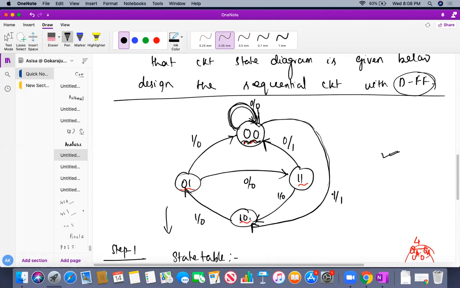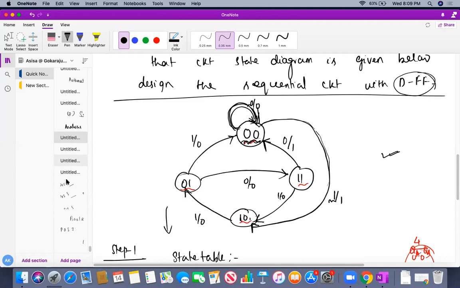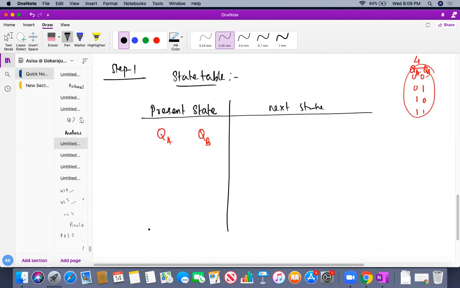When my input is 1, I am going to 1 0. When my input is 0, I am going to 0 0. So how many next states does it have? At x equal to 0, it has one state. At x equal to 1, it has another state. Do you all understand?